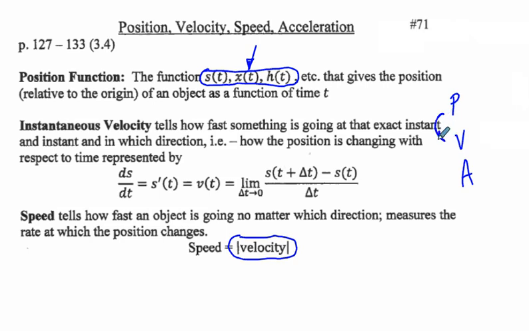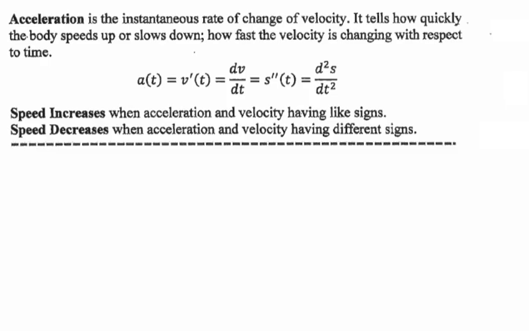As you go down, you're differentiating. As you go up, you're integrating. So just something to look at. And then acceleration, which is the second derivative. So s double prime of t is going to be your acceleration, or v prime of t. So again, you have to look at this relationship between PVA.